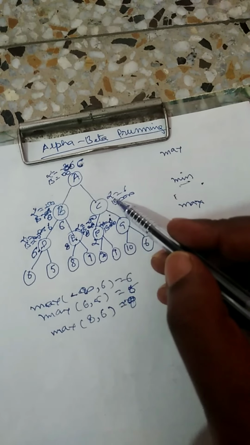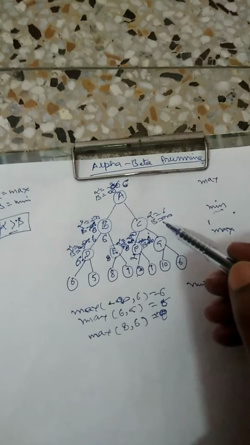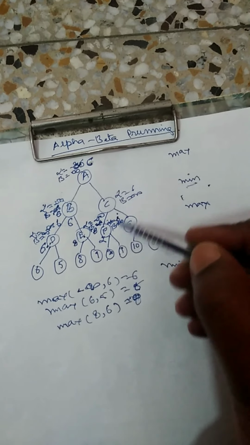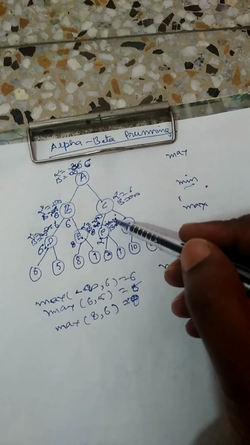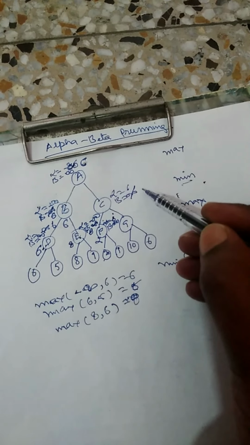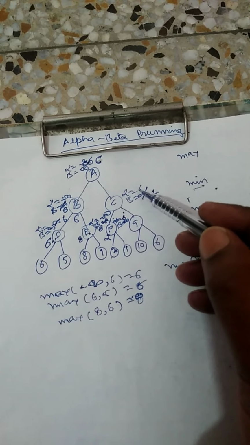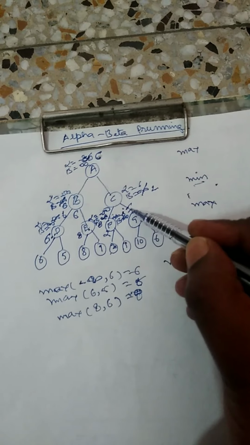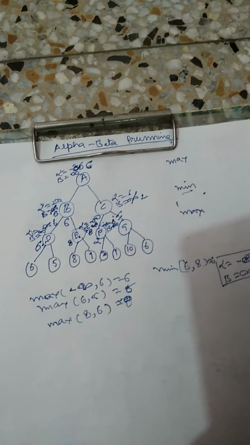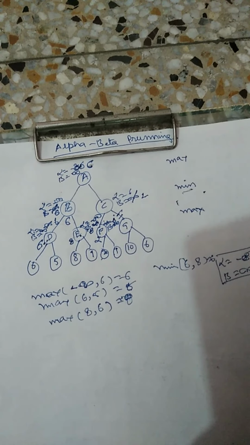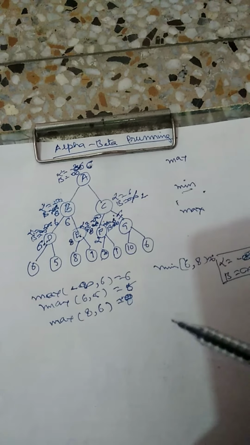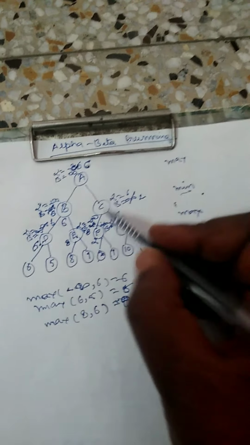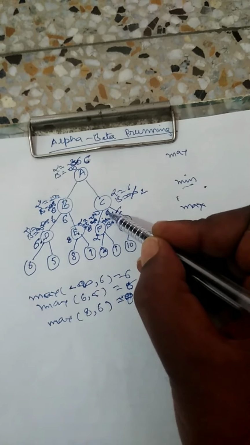Now this is min, so beta will be affected. Its value is infinity. Here we got the value 2, which is the minimum of infinity and 2. So alpha has the value 6 and beta has the value 2. So this will be pruned. We will not check this, we will just cut off this branch, and we got the answer 6. So C has the value 6.